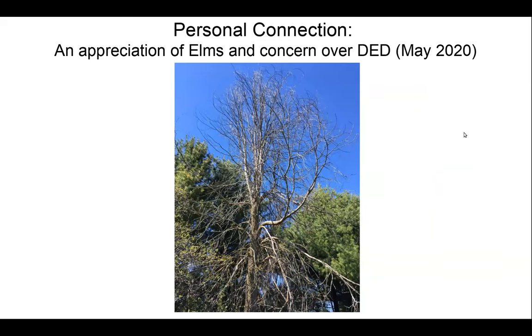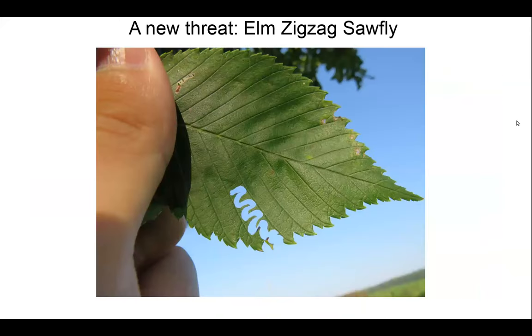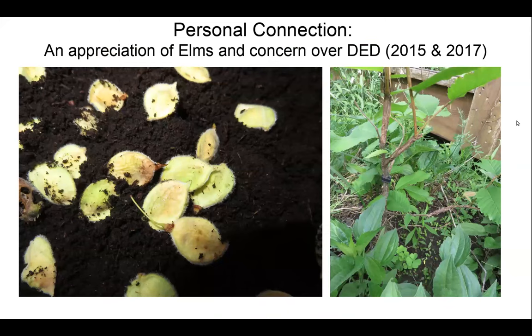And luckily, though, I did collect a few seeds in 2015 before those died. Big seeds on the left shown here. And here's a seedling growing in 2017, direct descendant of that original tree I showed from 73. So that's kind of my personal connection. I grew up thinking this is kind of wrong. Someone should do something about that.